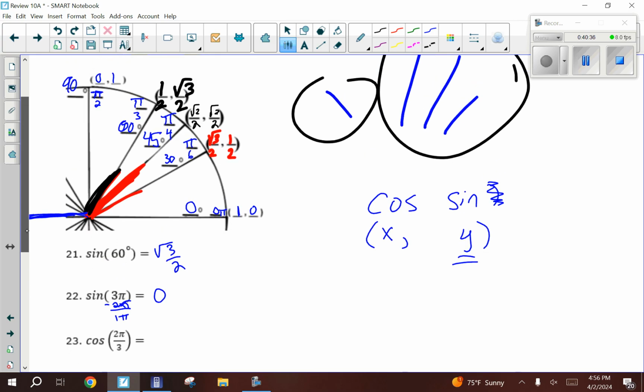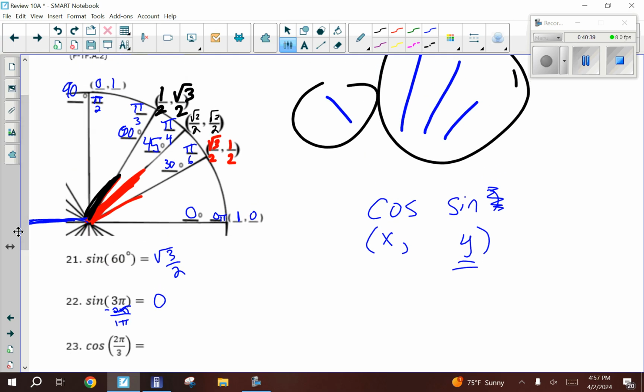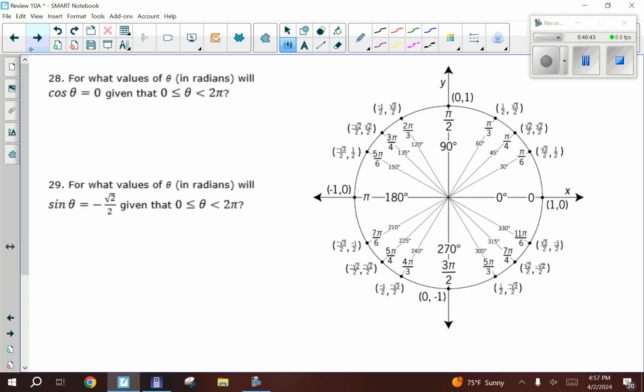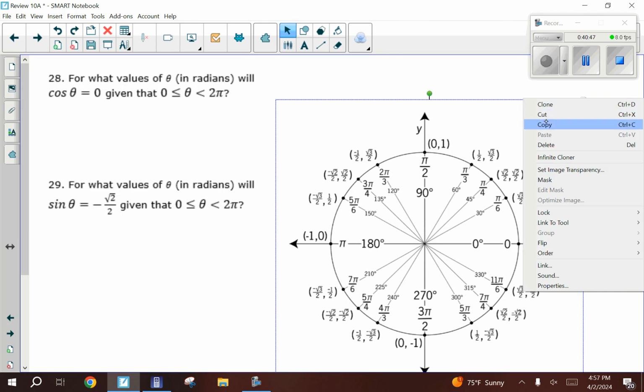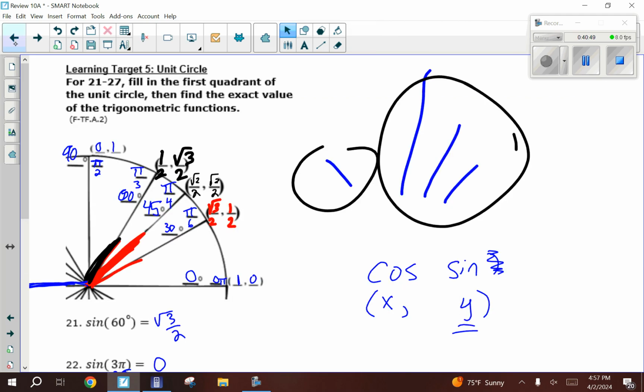Cosine of 2 pi thirds. So 2 pi thirds, cosine of 2 pi thirds. Let me go ahead and steal one of these, since you're going to be able to use it on the test anyways. Make a copy of that and bring it over. So let's paste it in.